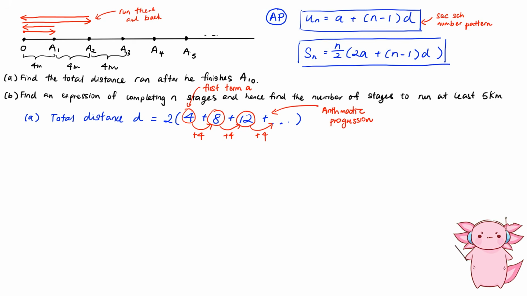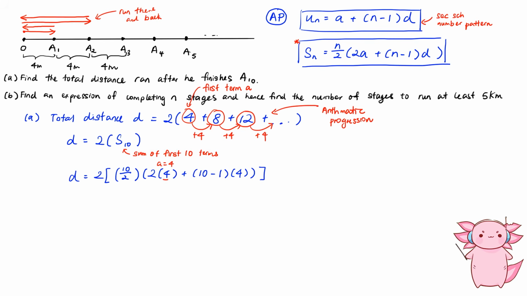So here are the formulas that you have to remember. We've got to use the sum to nth term formula to find the total distance, which is just 2 times the sum of the first 10 terms. So finding S10 by putting a equals 4 and the common difference d equals 4 and multiplying it by 2, we can get the total distance of 440 meters.